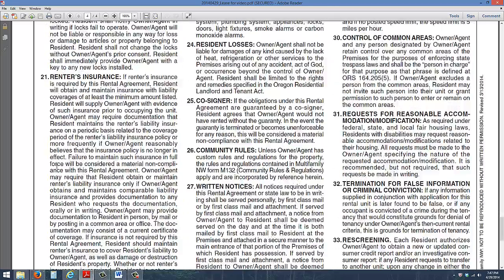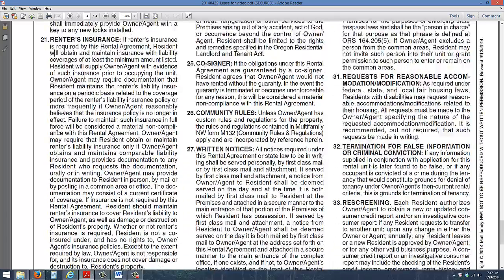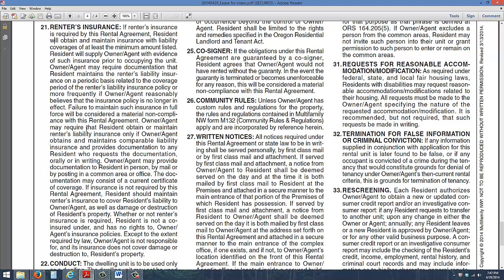Section 21 deals with renter's insurance. There's quite a few things to cover here. And here we indicate that renter's insurance, if required, which we do require it, what your responsibilities are, and as the owner what their responsibilities are.